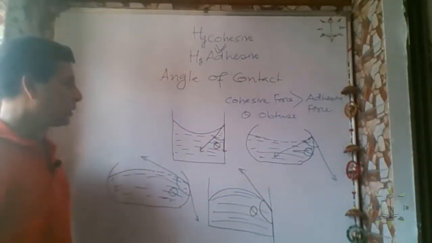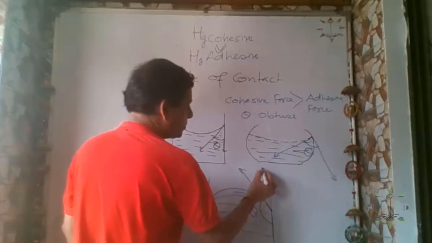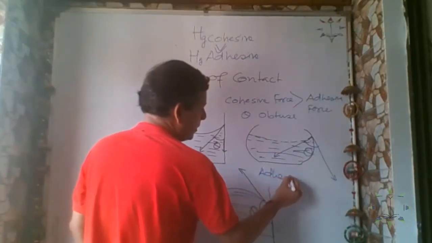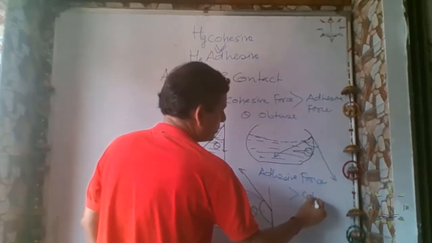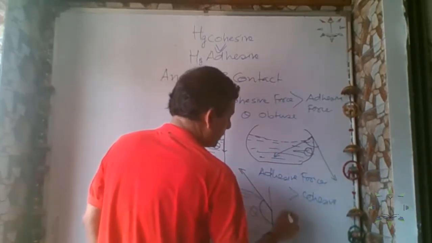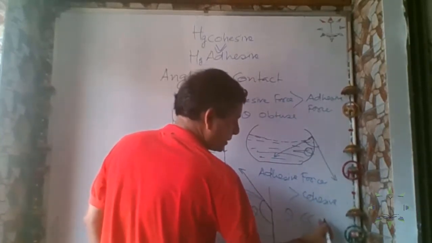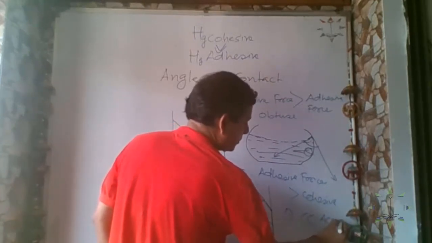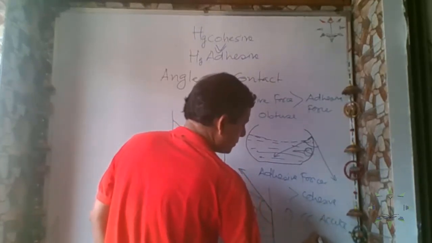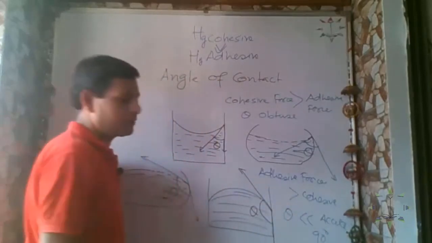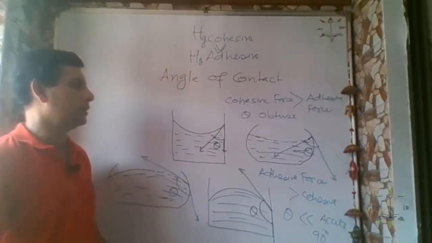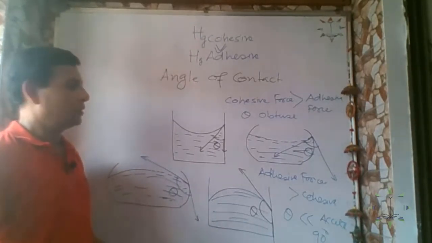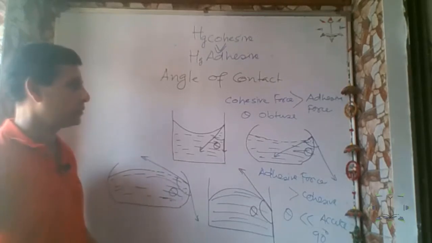But for water, adhesive force is greater than cohesive force. Hence the angle of contact is acute, less than 90 degrees. The free surface is concave in nature. So this explains all the things together: angle of contact and free surface.